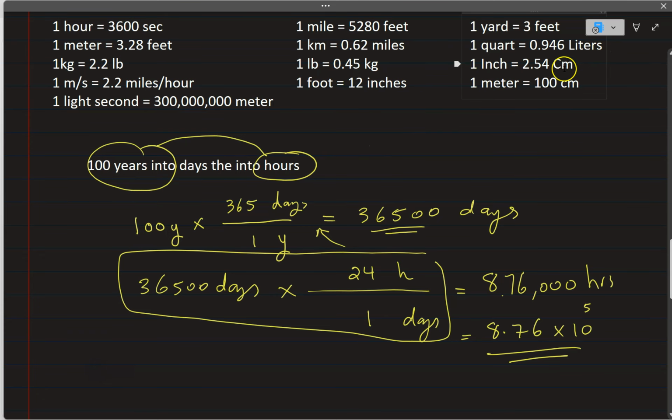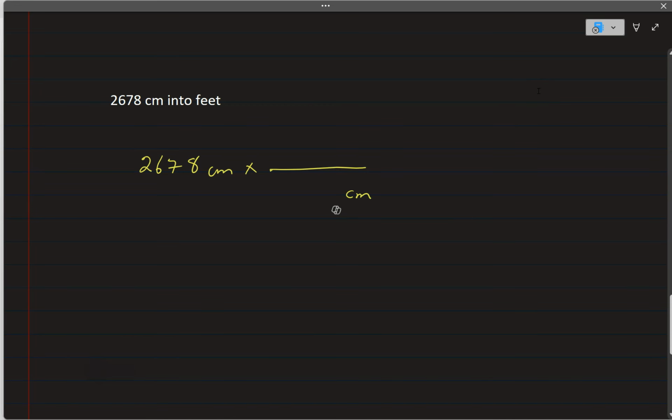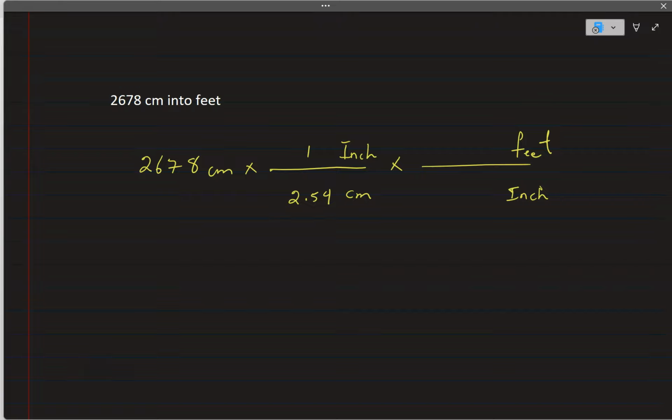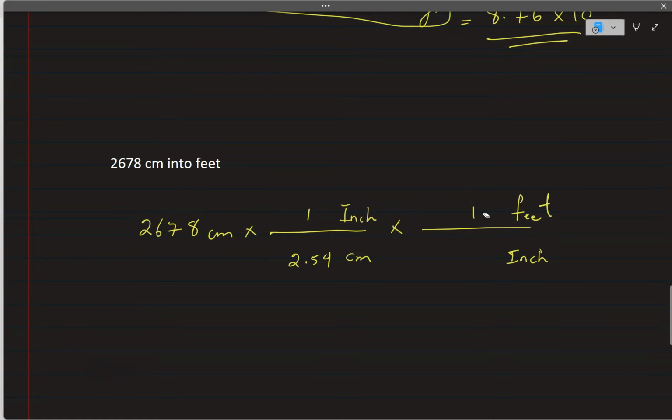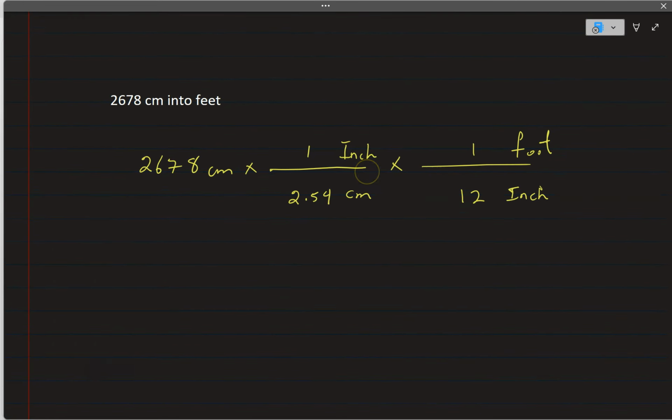So from centimeters to inch, 2.54, 1 inch. So we can do inch on top. We do 1 inch, 2.54 centimeters times, and now we're going to get rid of the inch. We're going to put feet on top, and we know 1 foot. In this case, we're going to do foot. And what do we have? 12 inches for 1 foot.